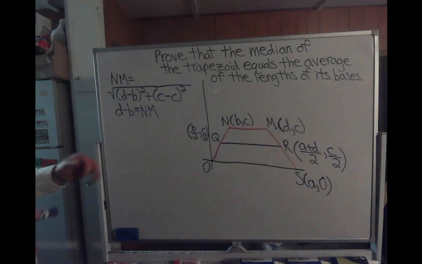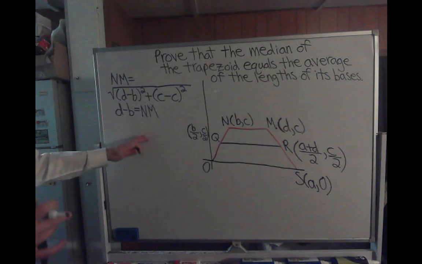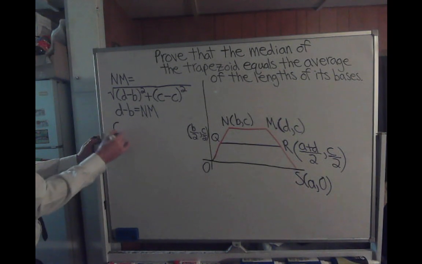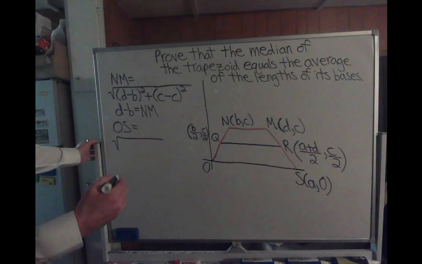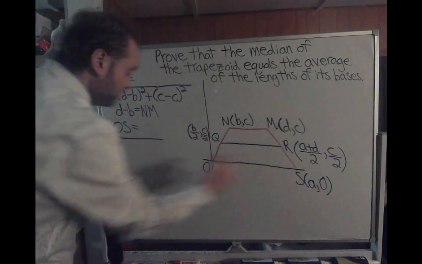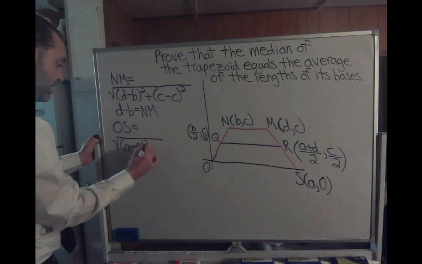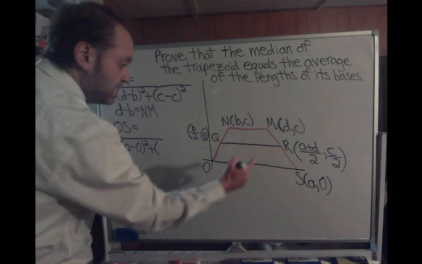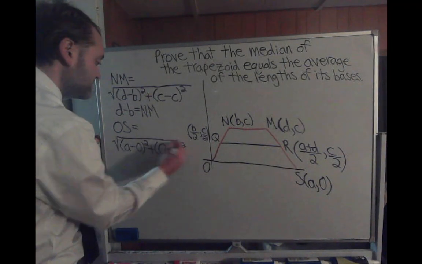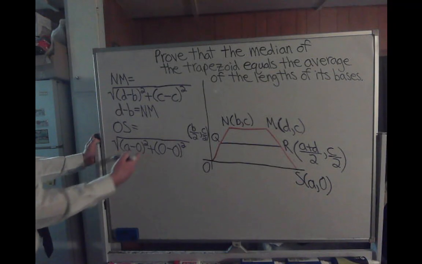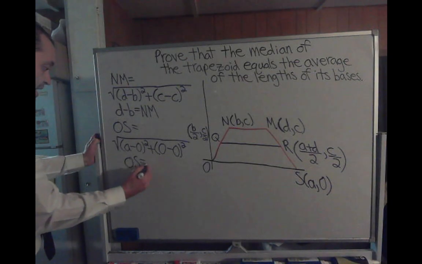Now let's go with the length of OS. What is OS? Use your distance formula. That's going to be equal to, of course, the square root of, take your x2 of A minus your x1 of 0 squared plus your y2 of 0 minus your y1 of 0, raise that to the second power. 0 minus 0 is 0. We just have the square root of A squared, which would mean that OS has a length of A.